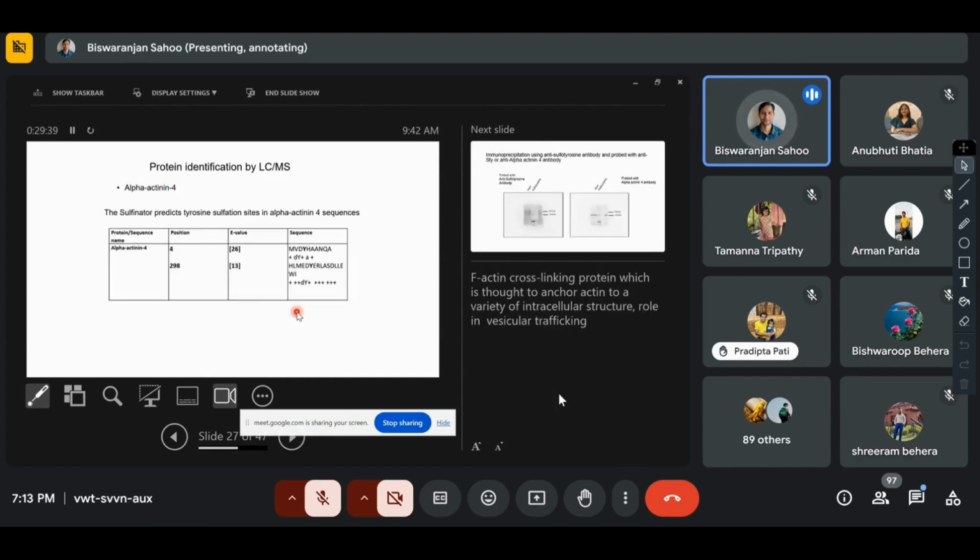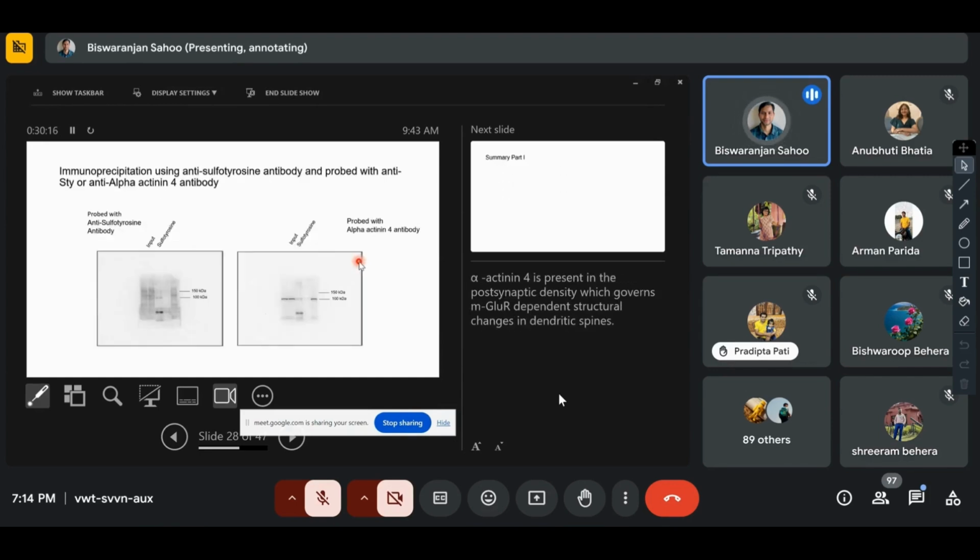So we confirmed that result using Sulfinator, a bioinformatics tool that predicts how many residues in alpha-actinin 4 are tyrosine sulfated. We found there are two residues, at positions 4 and 298, which have a probability of getting tyrosine sulfated. And what does this e-value suggest? On a scale of 100, the lower the e-value, the higher the probability of that amino acid residue being tyrosine sulfated.